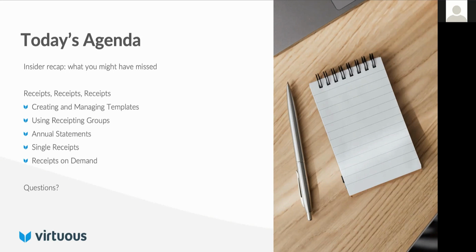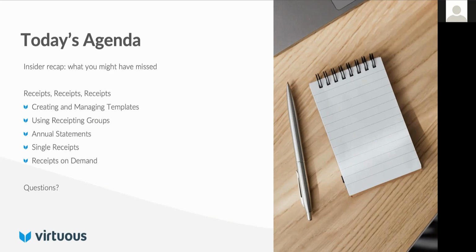So we'll look at creating and managing receipt templates, how you can use receipting groups in the receipting tool, the difference between that and sending annual statements, right? It's not really annual statement time, but some of you guys might do quarterly statements. Want to make sure that you're ready for that. Also the process to just send someone a single receipt, especially in that case where someone calls and says, hey, I can't find my receipt from that gift.